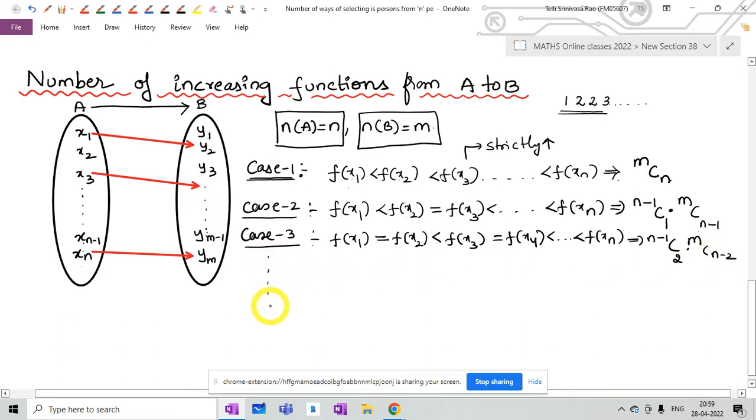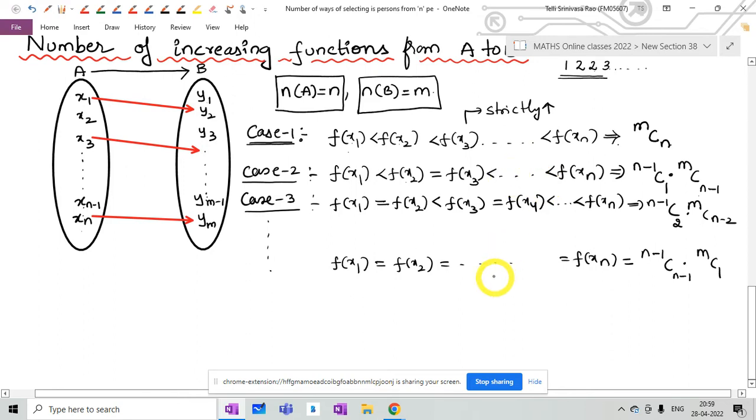If we keep on doing this, we get the last case, that is f of x1 equals f of x2 equals, and so on up to f of xn. What do we have to do here, children? Out of these n minus 1 inequalities, we have to select all n minus 1. For doing the mapping, how many different numbers are required out of these m numbers? We require just one number, because that one number will be given to all of them. So if we add the different cases, what will we get?